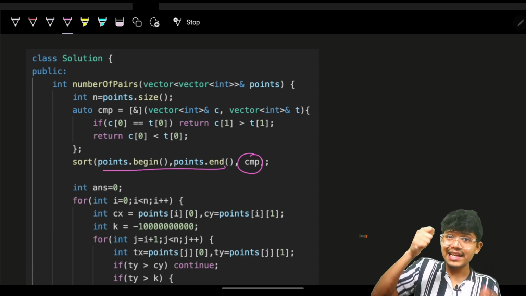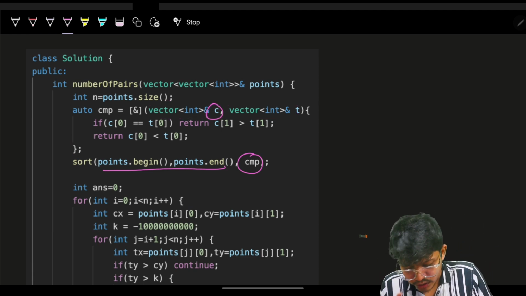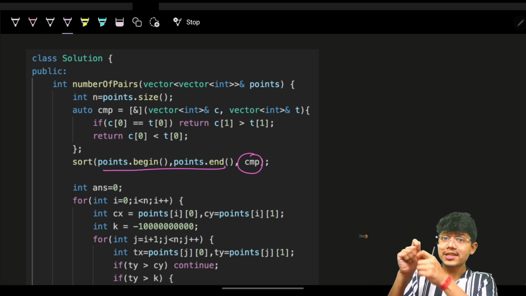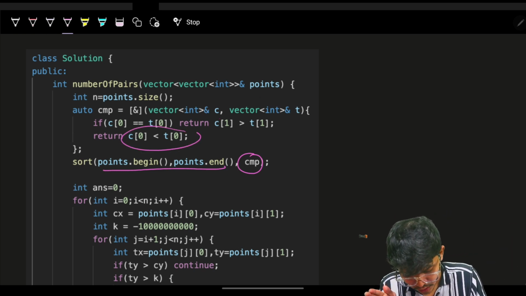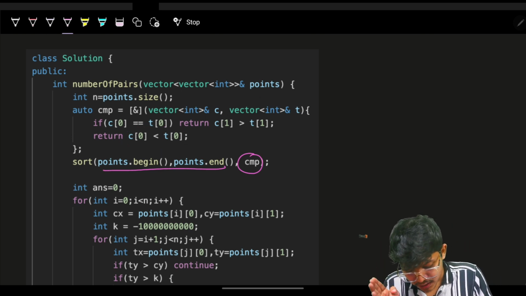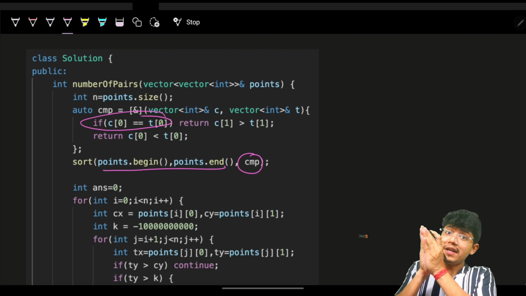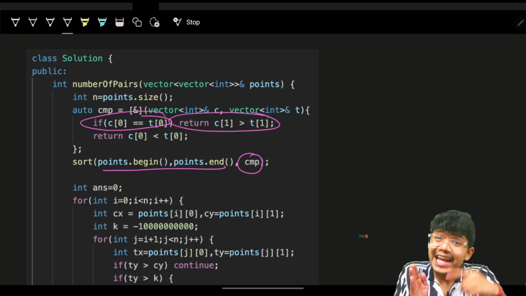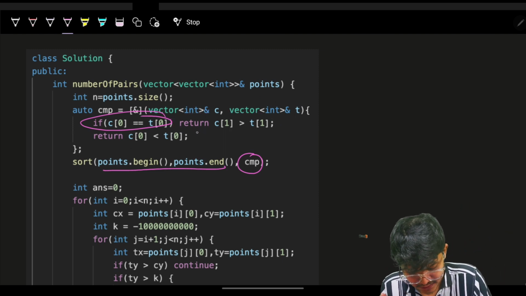Let's name them c and t, and I make sure that I sort on the basis of their increasing x coordinate. So for sure, whosoever has a lesser x coordinate will come first. But what about the same x coordinate? If it is the same, then whosoever has a higher y coordinate will come first.